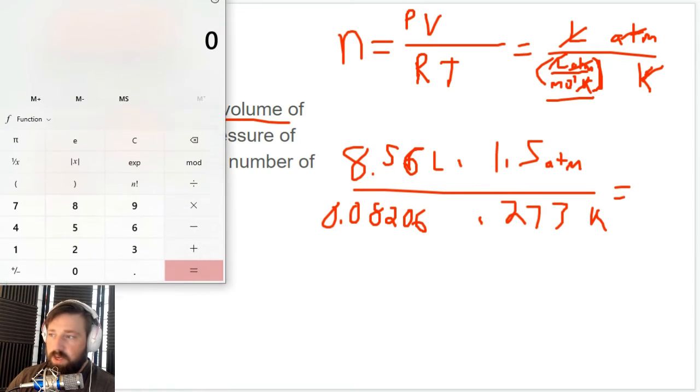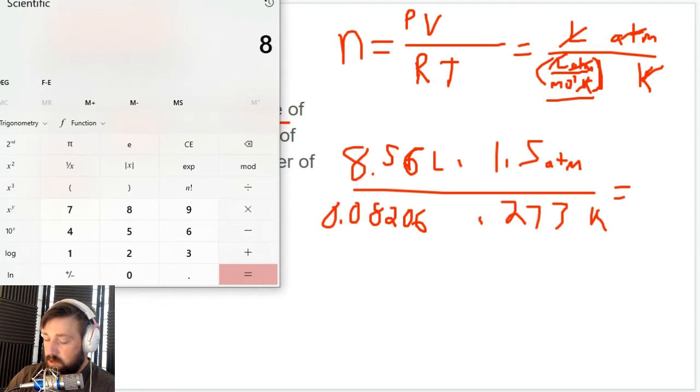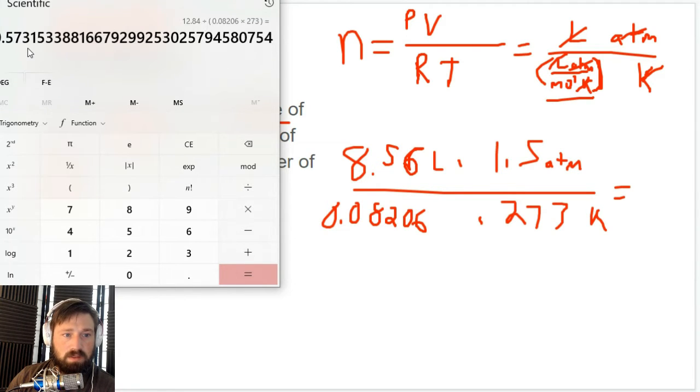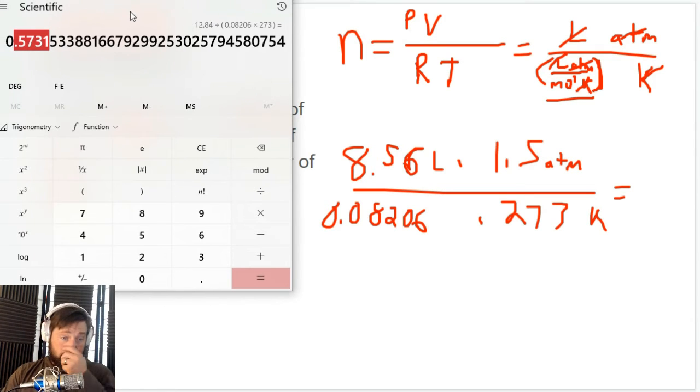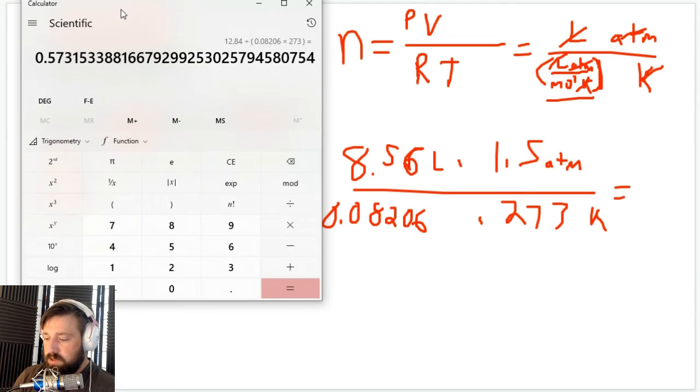Okay, so let's go through and actually calculate this out. 8.56 times 1.5. And then we're going to divide by 0.08206 times 273. And that's going to get us 0.573. So there we go, 0.573 moles. So that's going to be our answer there. Pretty simple. At this point, it's just kind of basic algebra that you're running through.